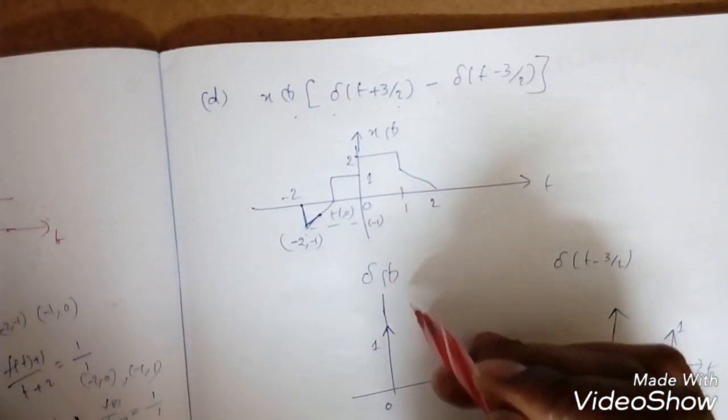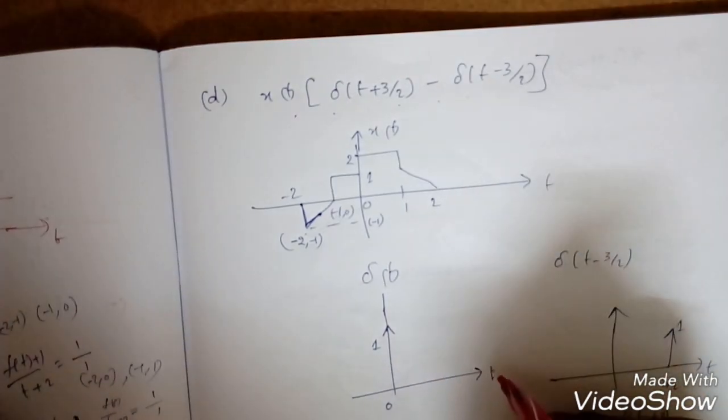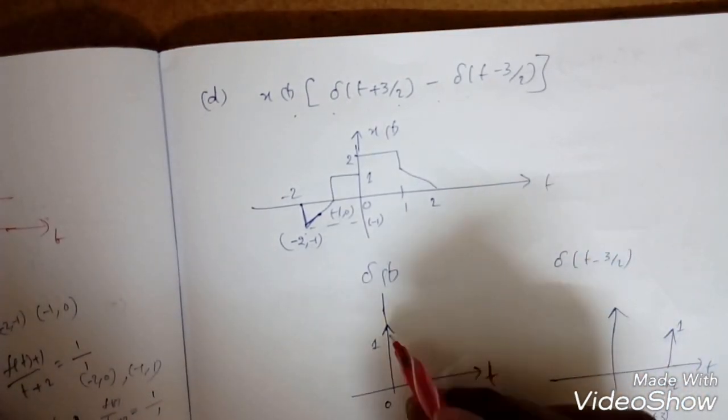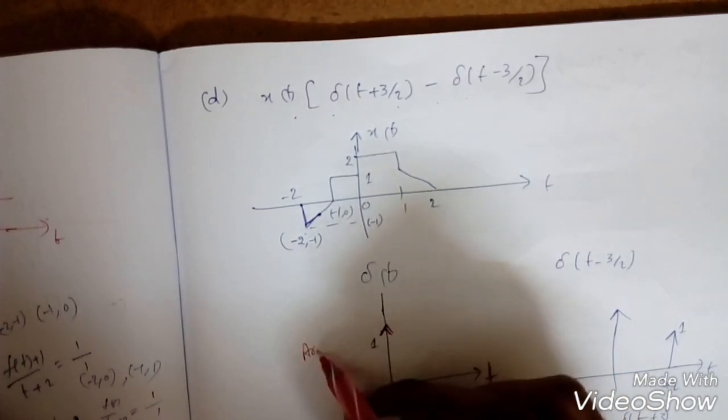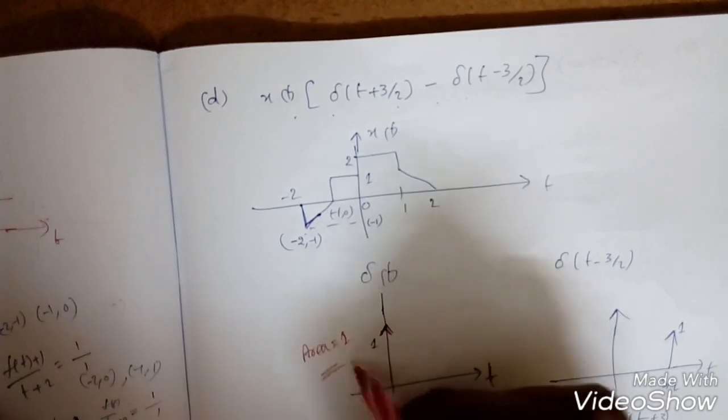We know that the unit impulse function, or unit impulse signal, is like this. At t equal to 0 we have the amplitude as infinity, but the area is 1. So this is actually the area.